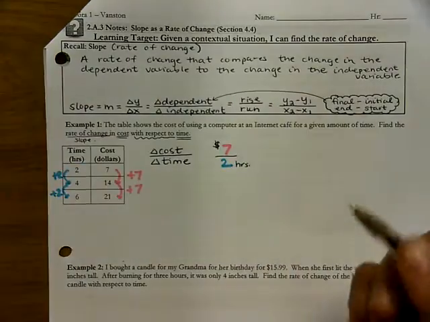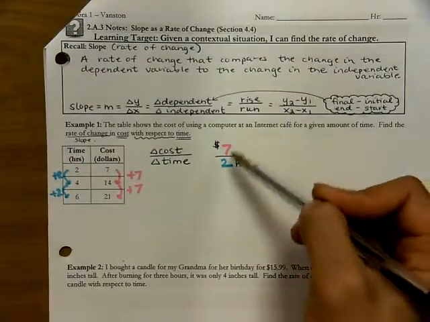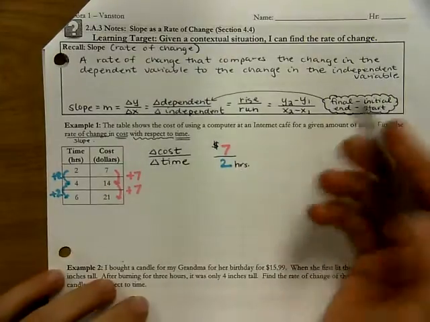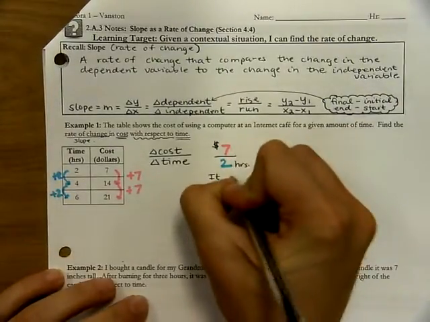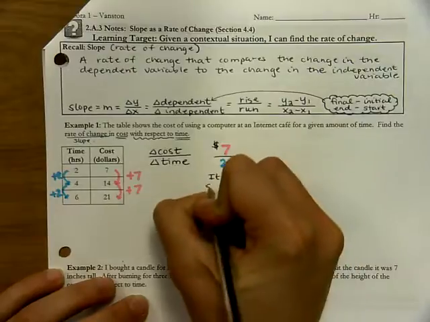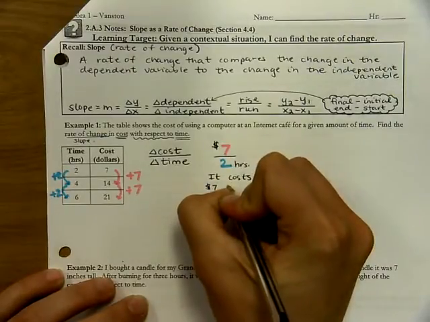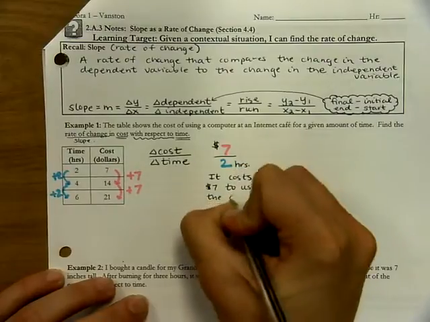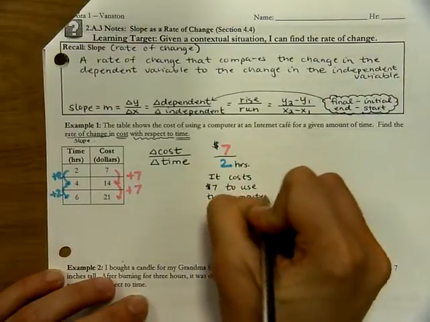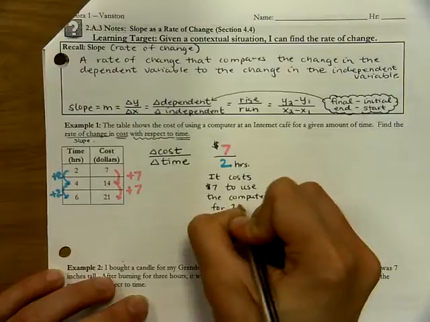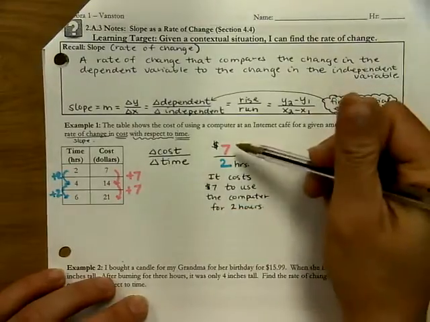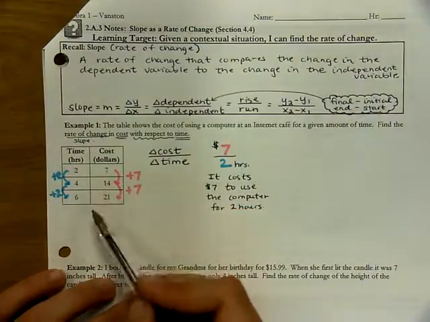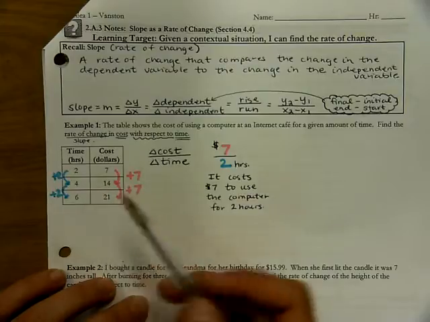So let's try and interpret what that means. So the thing is, $7 over 2 hours. Well, in the context of the problem, what this means is it costs $7 to use the computer for 2 hours. So $7 every 2 hours, and that's how we get these different values here.